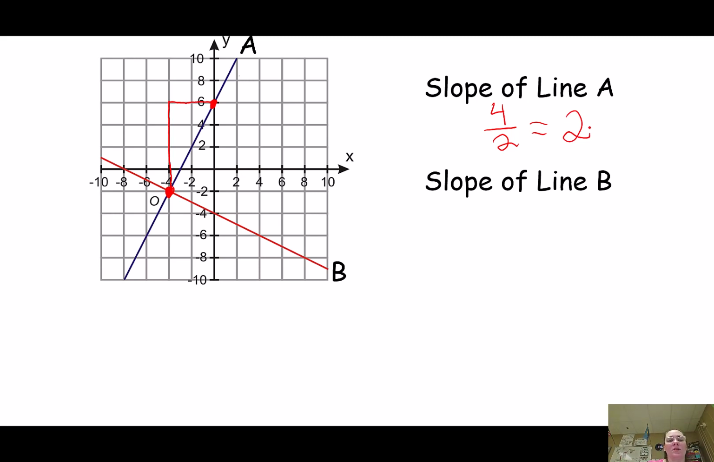Okay, now I'm going to use this same point here. Let me change my color so we can see the difference. So I am going to use this point again and this point for line B. So I'm going to count down 1 and right 2, and I get a -1/2. So are these opposite reciprocals? Now remember, any whole number can be written over 1. So yes, these are opposite reciprocals, so therefore these are perpendicular.